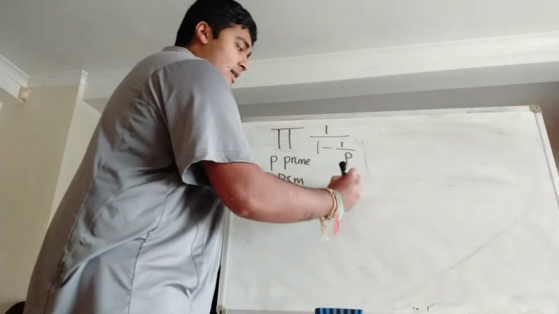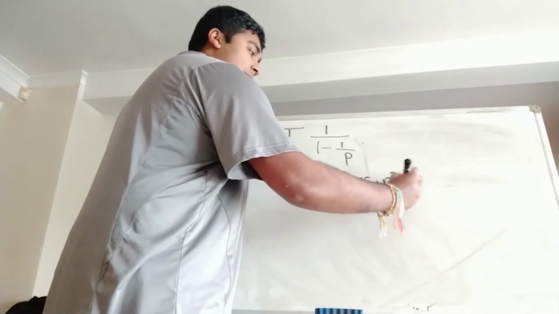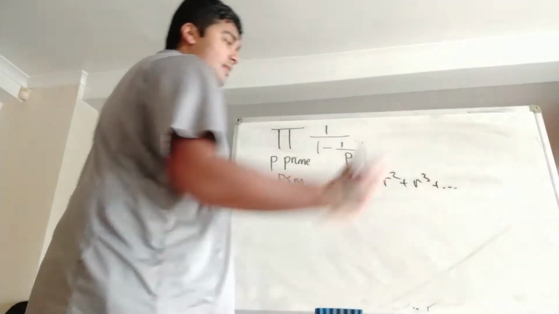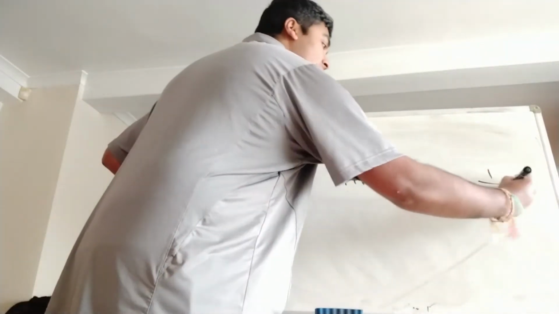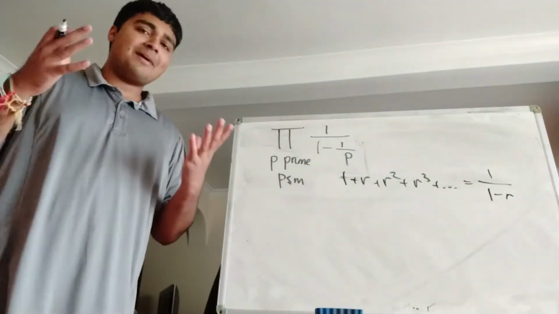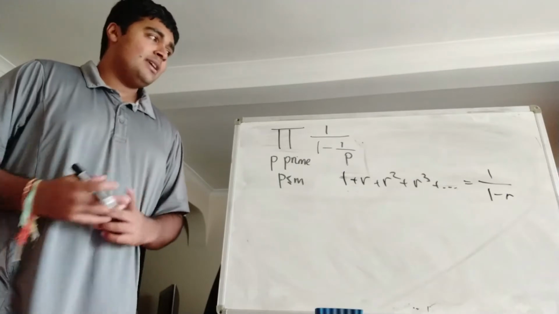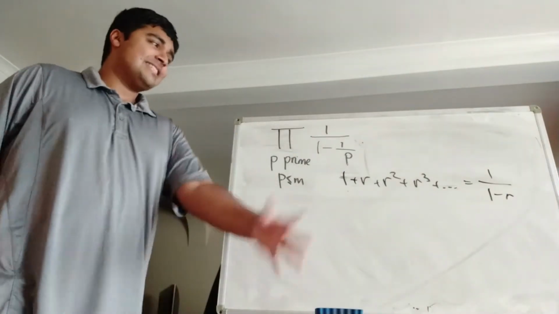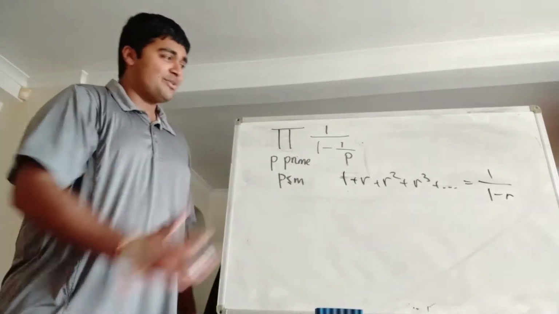So if we had 1 plus r plus r squared plus r cubed and so on, this equals 1 over 1 minus r, provided that r is a complex number with magnitude strictly less than 1. And in fact, we don't need to worry about complex numbers in this video. We're simply working with reals, so that's fine.